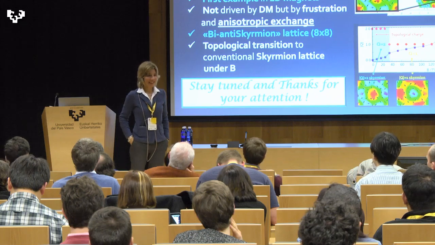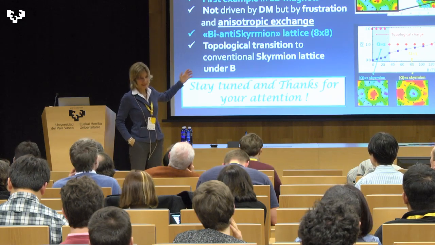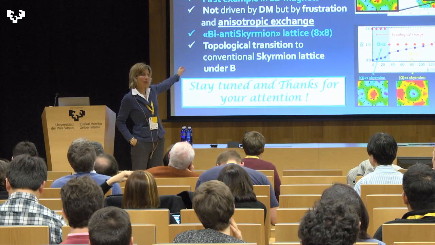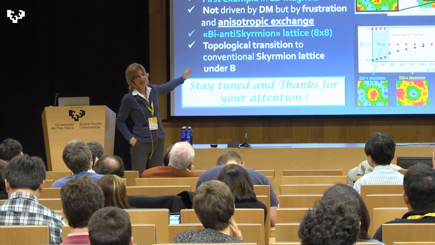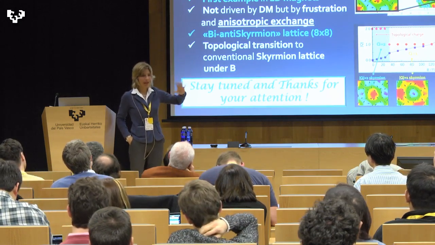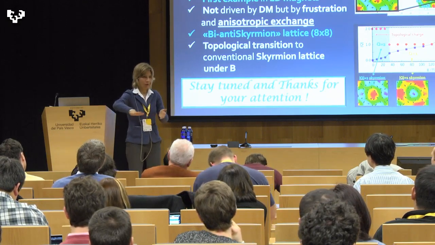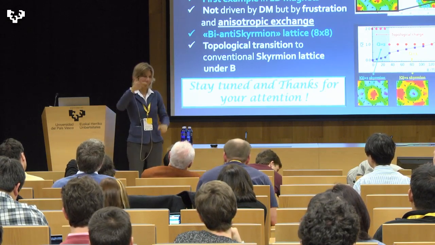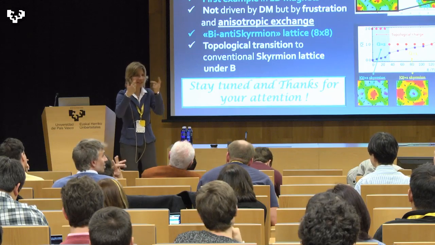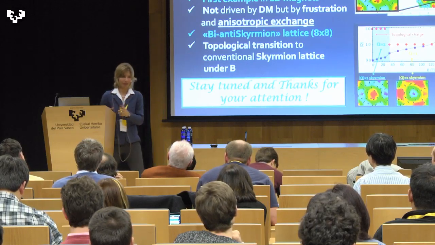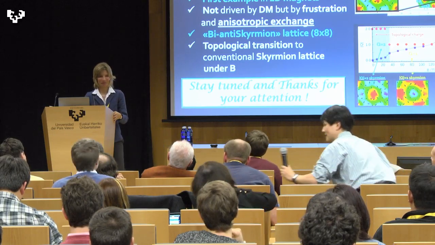Sure. So in chromium iodide, for example, the anisotropic exchanges were actually discussed and a connection was made with Kitaev. The Kitaev is not in the XYZ, but is in a different, let's say, spin vector basis. Thank you very much.